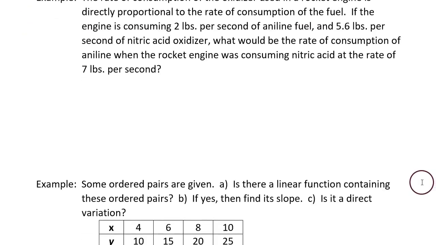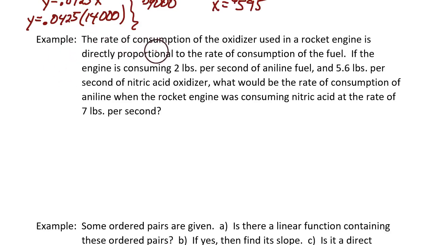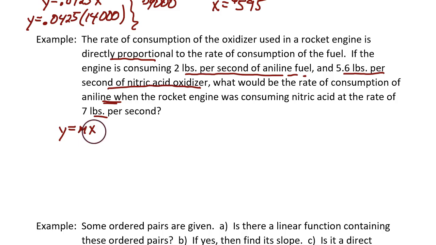Here's another example problem. The rate of consumption of the oxidizer used in a rocket engine is directly proportional to the rate of consumption of the fuel. If an engine is consuming 2 pounds per second of fuel and 5.6 pounds per second of oxidizer, what would be the rate of consumption of the fuel when the engine consumes the oxidizer at a rate of 7 pounds per second? One way to solve the problem is with the direct variation formula, y equals m times x.